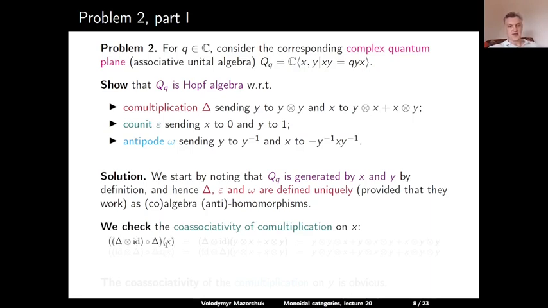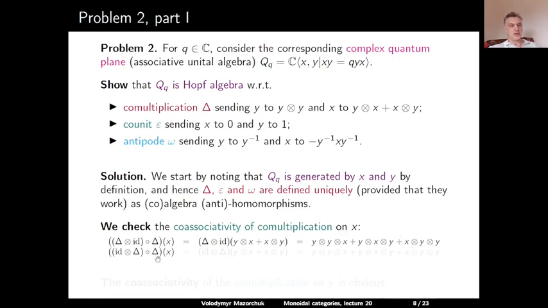So if we start with x and first do delta and then delta tensor the identity, this is delta tensor the identity applied to y tensor x plus x tensor y. So we take this formula. And now in the first component, delta y is y tensor y. So this is delta tensor 1 applied to the first element. And on the second element, we should apply delta to x, so we will get y tensor x tensor y plus x tensor y tensor y. So this is the outcome.